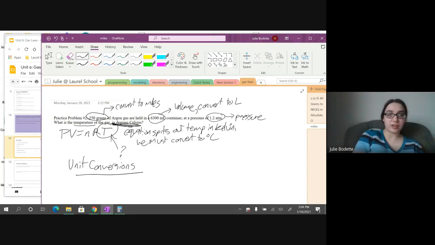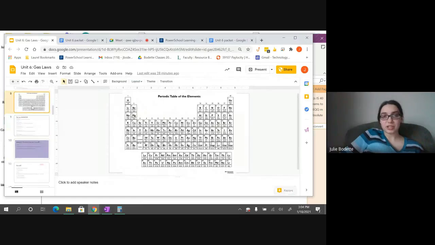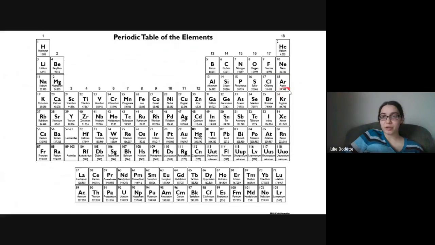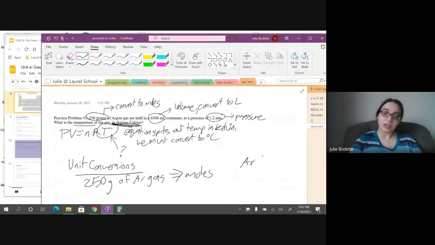So the first thing I've got here is I have this 250 grams of argon gas and I need to convert it to moles, right? So 250 grams of argon gas need to convert to moles. Okay, well, in order to do that, I need the molar mass of argon, which means I need to look it up on the periodic table. Argon is right here, molar mass 39.948. So we'll call that about 40. So we'll say 40 grams per 1 mole. Let's say that argon is 40 grams per 1 mole.